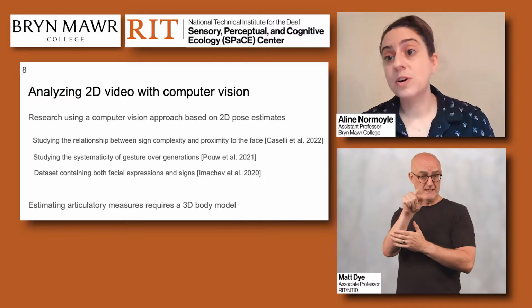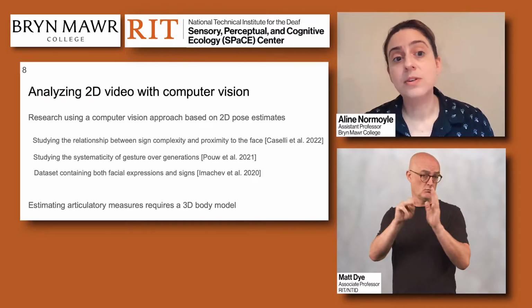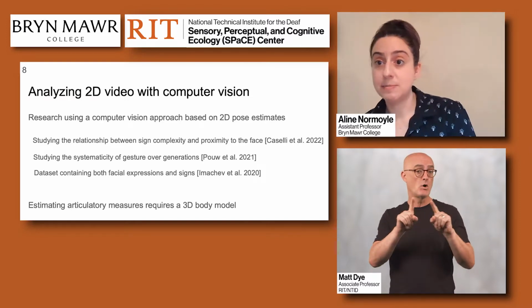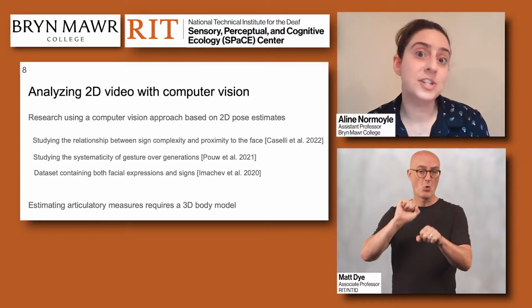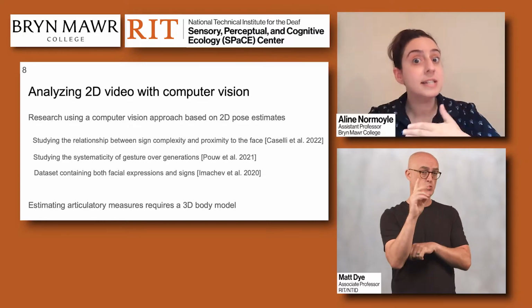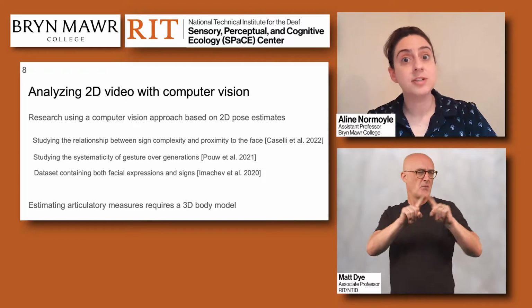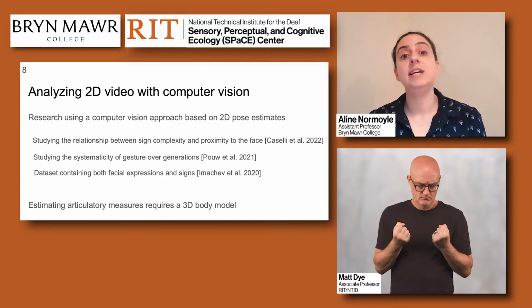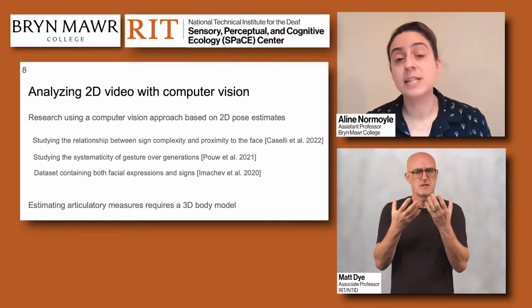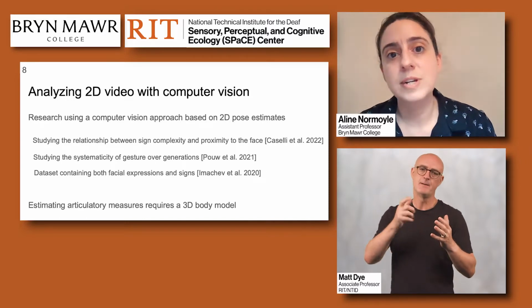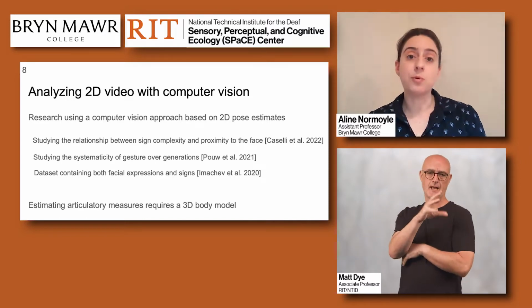However, this work is all based on a computer vision model that gives us 2D pose estimates. And so if we want to estimate the articulatory effort of different signs from our data set, we really need 3D pose estimates. And specifically, we need a 3D body that has realistic proportions.